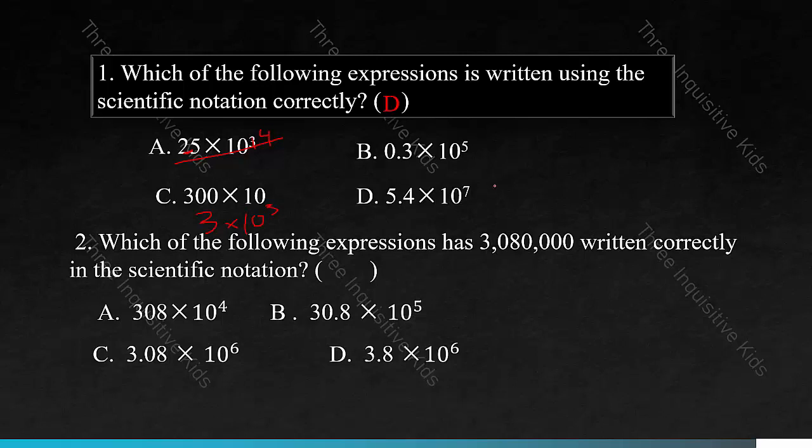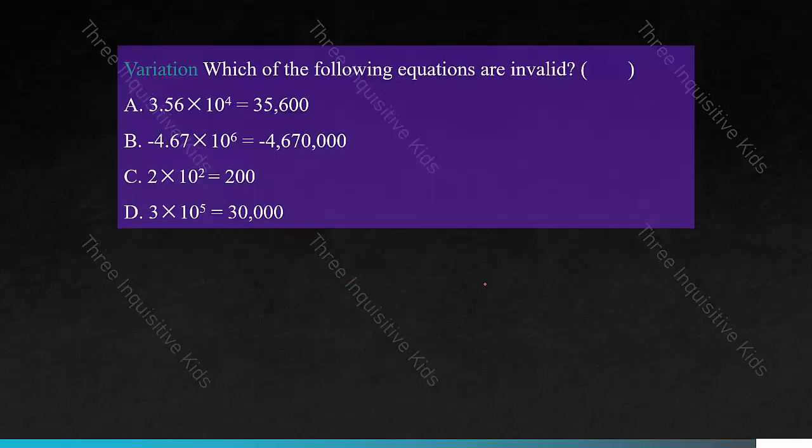For the second problem, our answer would be C. The digit furthest to the left is in the ones place, and it's being multiplied to a 10 to the power of blank. Which of the following equations are invalid?